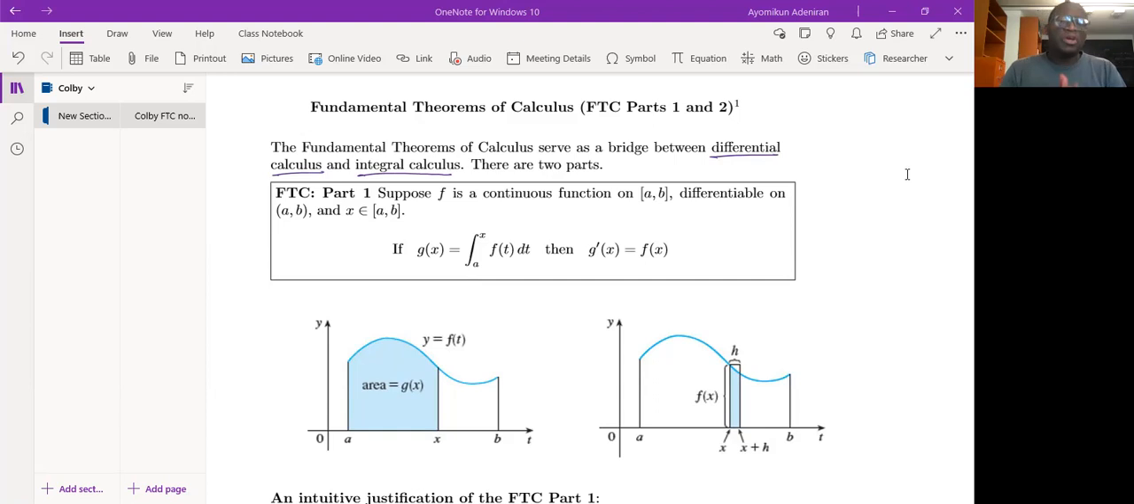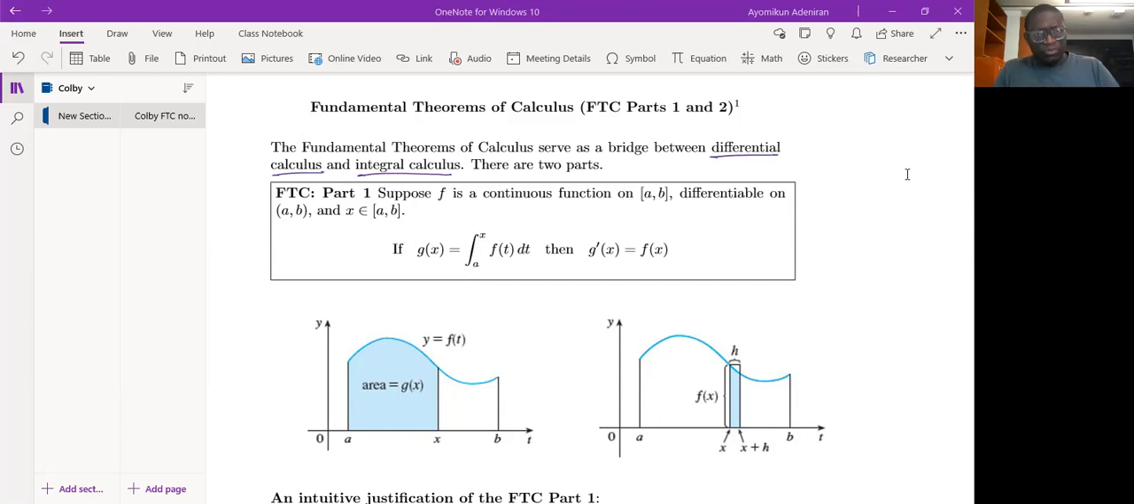The first part of the Fundamental Theorem of Calculus says, suppose that f is a continuous function on the closed interval from a to b, and is also differentiable on the open interval from a to b, that is without the endpoints a and b. And if x is a variable that lies between a and b, then we have this conclusion.